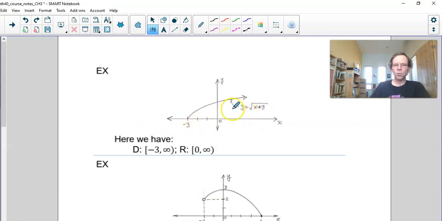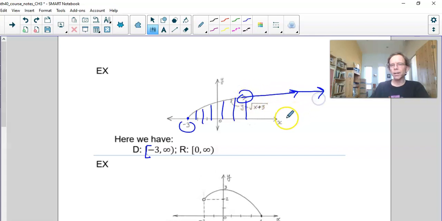Okay, how about this square root function? What x's do you see in this graph? Well, the leftmost point you see is -3, and there's a solid dot there. So we're going to include -3 in the domain. And then there's every x value seen forever and ever to the right. That arrow right there is saying this thing keeps going to the right. So -3, including -3, up to infinity is the domain.